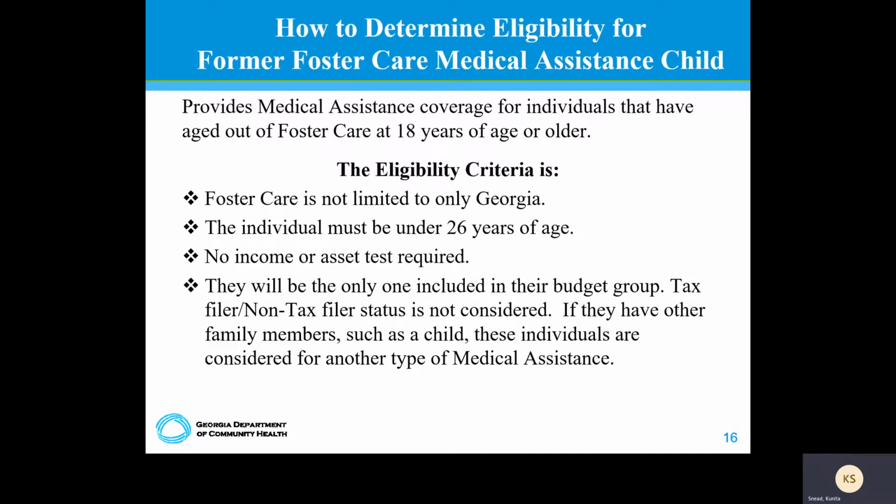And remember, former foster care, they just had to age out of the foster care at the age of 18 or older, have not reached their 26th birthday, and they could have been in foster care in any state. And remember, we don't count income for them, and they're always in a budget group by themselves as a budget group of one. And later on, when we look at the income limit chart, you will see that former foster care is not listed on the income limit chart. So that'll tell you right there that we don't look at income for them.